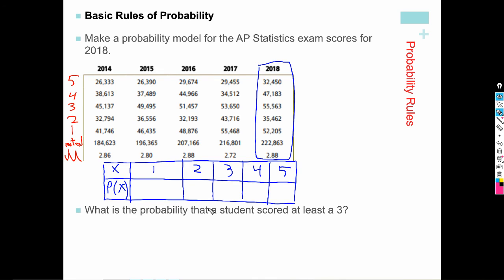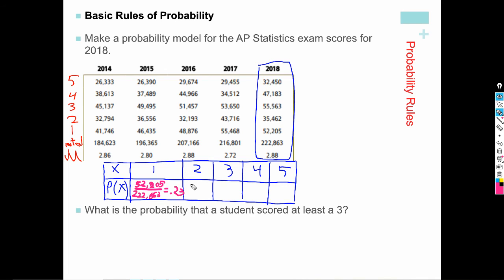In our next example, we're going to make the probability model. I'll show scoring the 1, and then I'll fill in the rest. The probability of 1, well, let's take everybody that scored a 1, 52,205, and let's take that out of everybody who took the test. So out of 222,863. If I divide that out, I get 0.23.